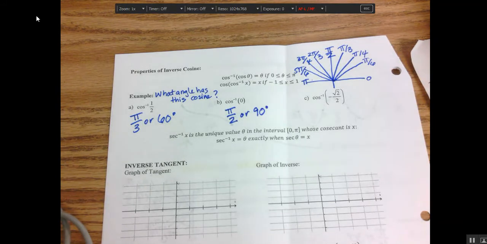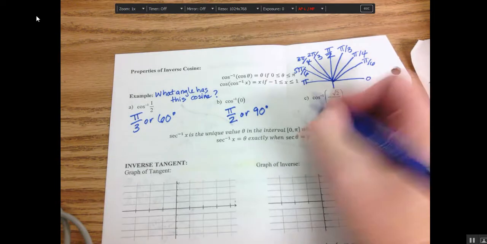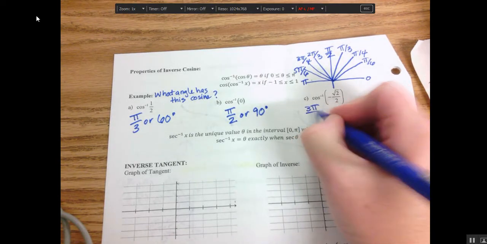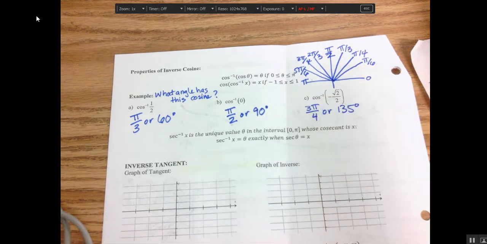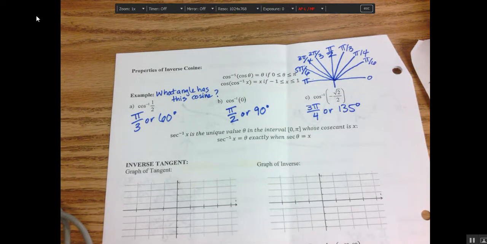Okay, raise your hand if you got negative root 2 over 2. Only one person? 2, 3 people? 4 people? Colleen, what'd you get? Both answers, very nice. 3 pi over 4 or 135 degrees. You don't have to write both answers, but I wanted you to be able to see if your answers were right or not. Anybody have a question on those 3?